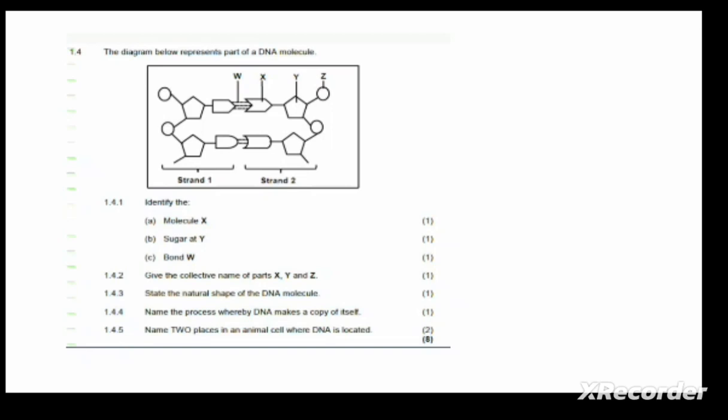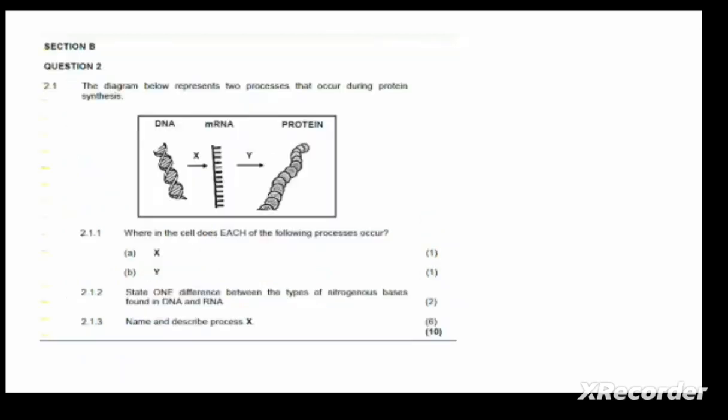So these questions are simple. If you have watched the lesson that I've posted, you would be able to answer those questions. The next set of questions says that the diagram below represents two processes that occur during protein synthesis. The two processes are transcription and translation.